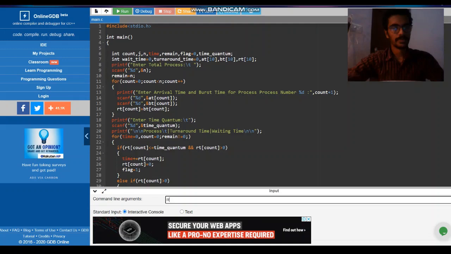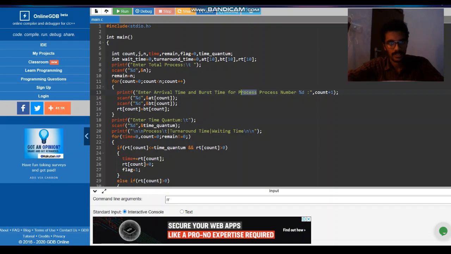So here I'm going to explain from the start, that is #include <stdio.h>. int main, open the braces, int count, j, time, remain, flag equal to 0, time quantum, that is important in round robin. int wait time I'm taking as 0, turnaround time equal to 0, and I'm initializing the variables in integer type. printf enter the total process, that is n. remain is equal to n. For count equal to 0, count less than n, count plus plus. Enter the arrival time and the burst time for the process number.